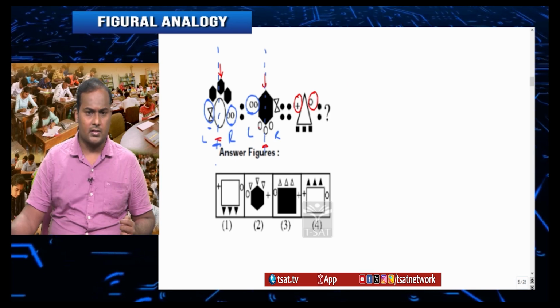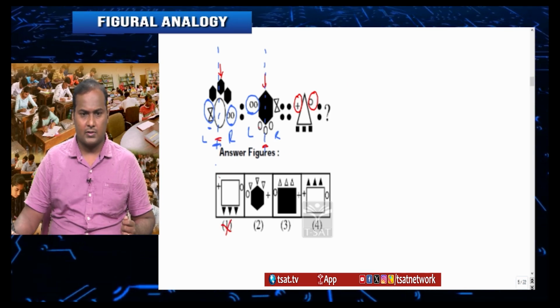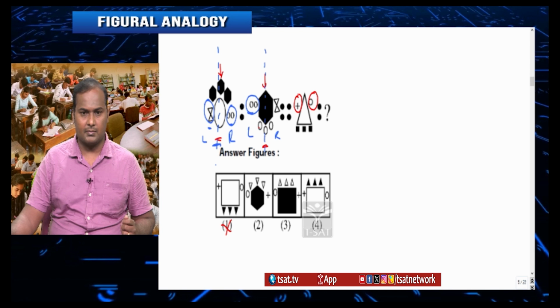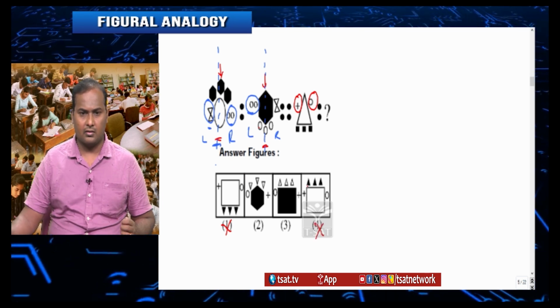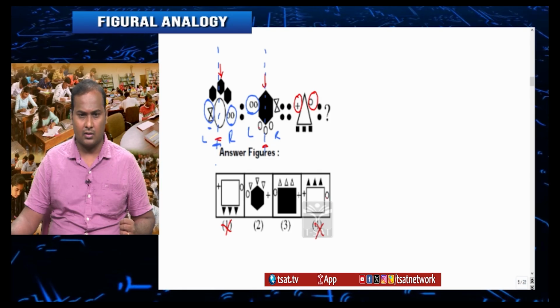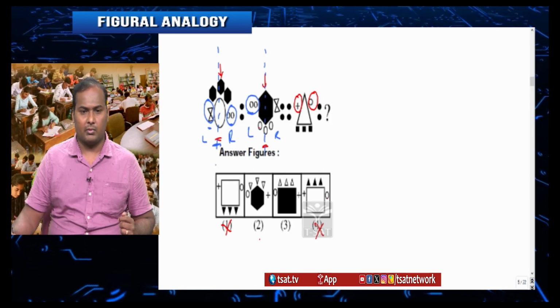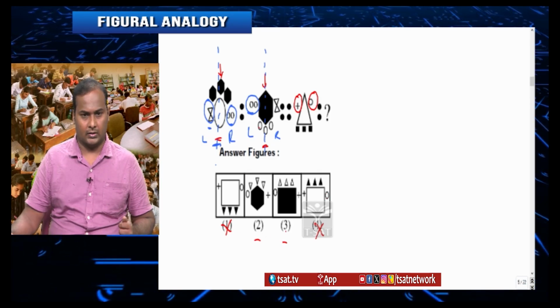The moment you see this, option 1 cannot be your answer, because plus is on the same side and circle is also on the same side. Option 4 cannot be your answer, because plus and circle are on the same side. And your answer may be between 2 and 3.